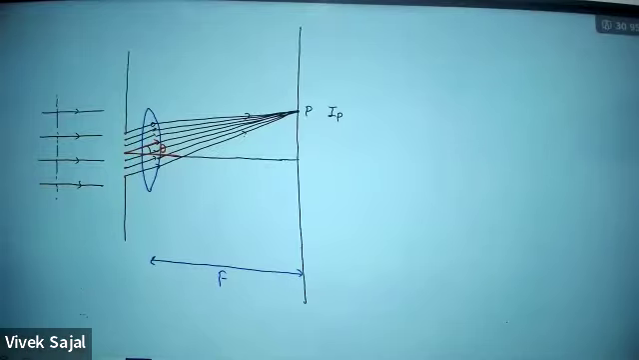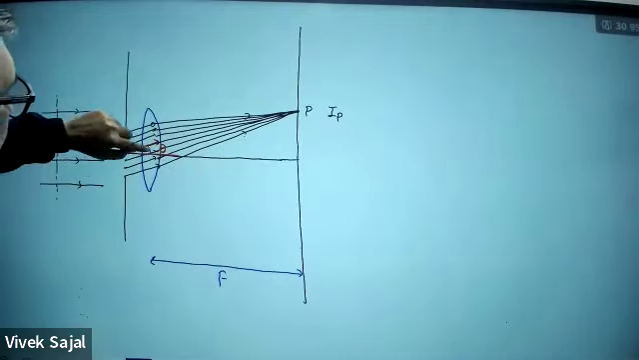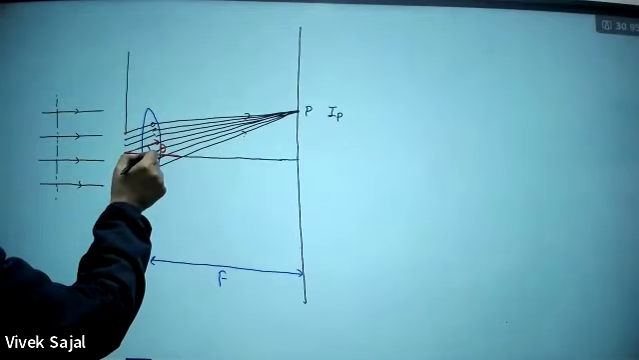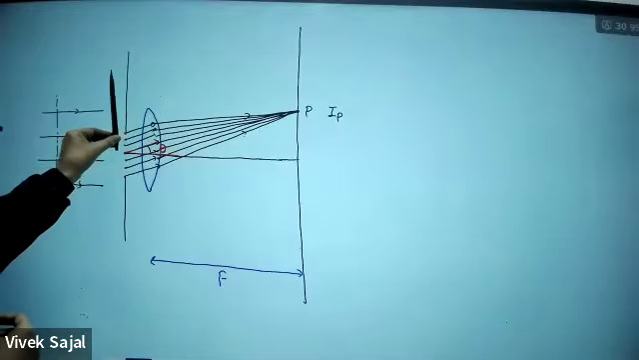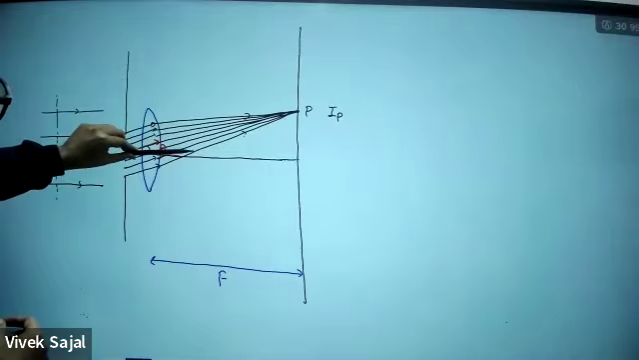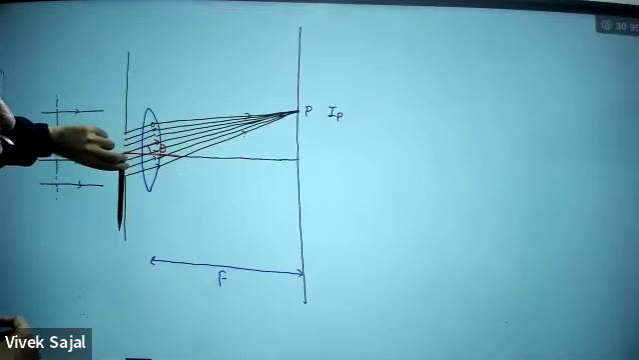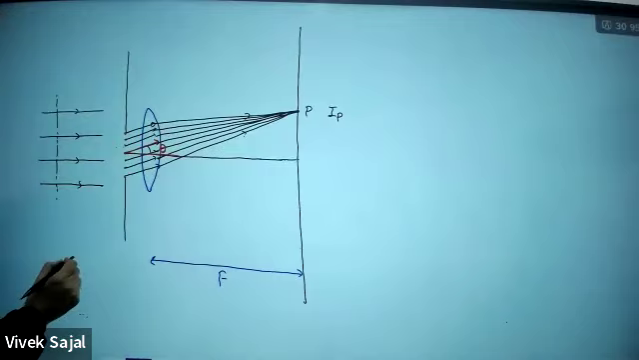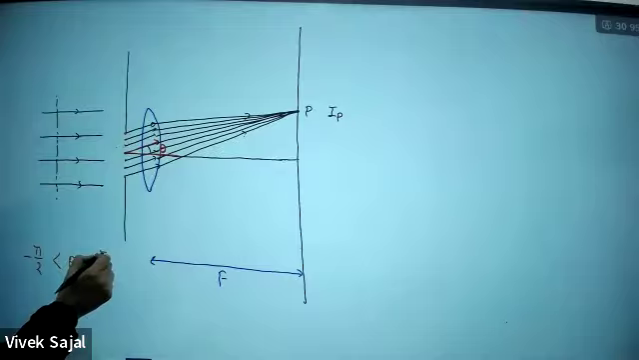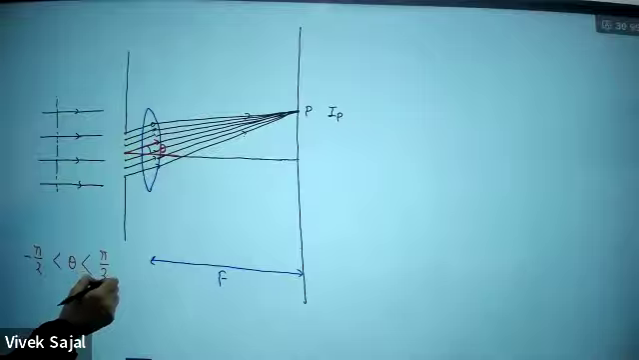So what is the possible value of theta? In this direction, if you change this theta, it will move from 0 to plus pi by 2. And in this direction, theta is going to change from 0 to minus pi by 2. So this theta is going to vary from minus pi by 2 to plus pi by 2. This is the variation of theta.